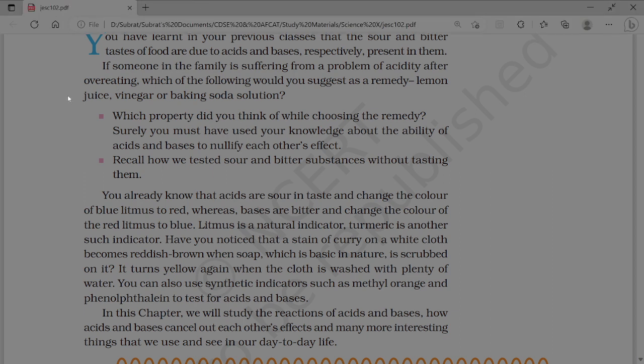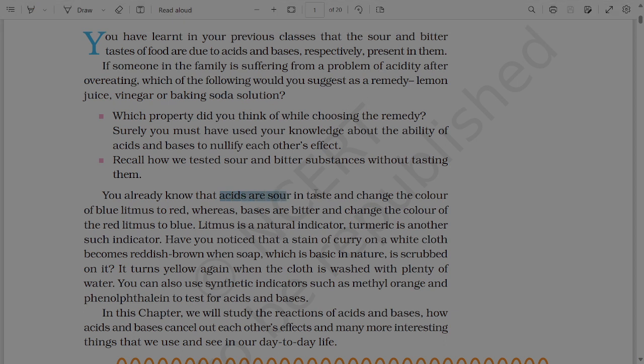You may note this line: acids are sour in taste and change the color of blue litmus to red, whereas bases are bitter and change the color of red litmus to blue. You will have to note this line. So I am highlighting it for your reference.